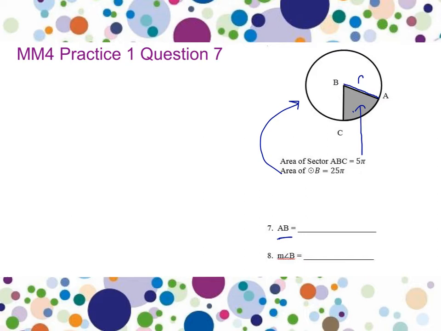So the area of the entire circle is what we need here, because we know that the equation for the area of a circle is area is equal to pi times the radius squared. So our goal is to figure out what the radius is. So we are told that the area of this circle is 25 pi. So we are told the area is equal to 25 pi.